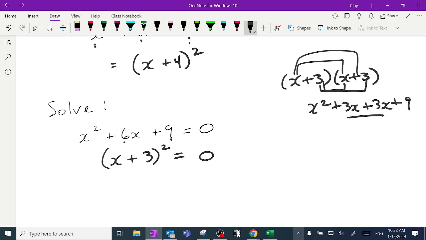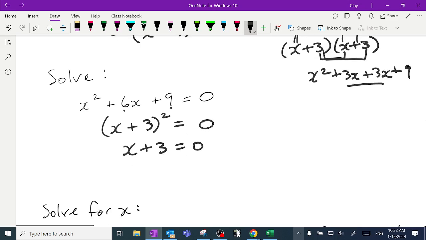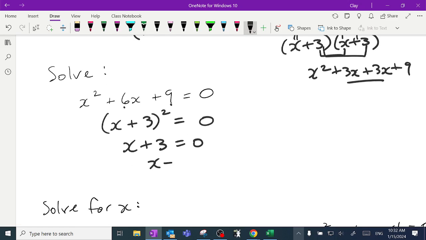And that now is very easy algebra to solve, because now I can just use my opposite operational algebra technique. Square root both sides. It gets rid of the square. What's the square root of 0? Yeah, still 0. And then minus 3 from both sides of the equation.